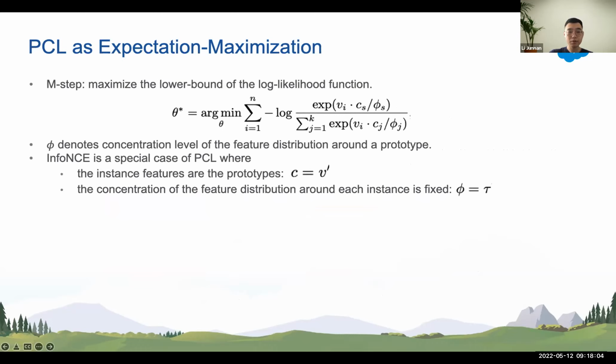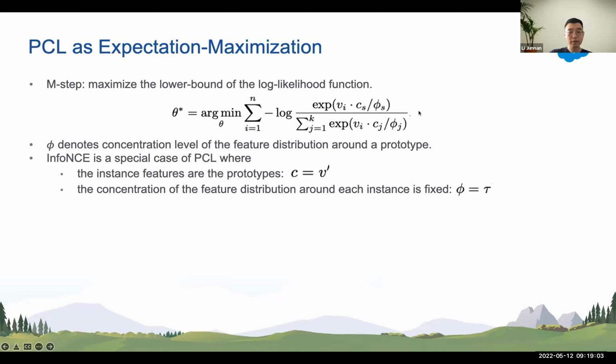And in the second step, which is the M step, we will use these prototypes that we have obtained to optimize the model's parameters by maximizing this lower bound of the log likelihood function, which we can derive as this equation here. So here, V is the feature for a particular image, and Cs is its associated prototype, and Cj is all the prototypes. So by optimizing this, we essentially pull the image closer to the prototype that it belongs to. And we also introduce this concentration of each prototype, which we can dynamically estimate based on some statistics of the clusters.